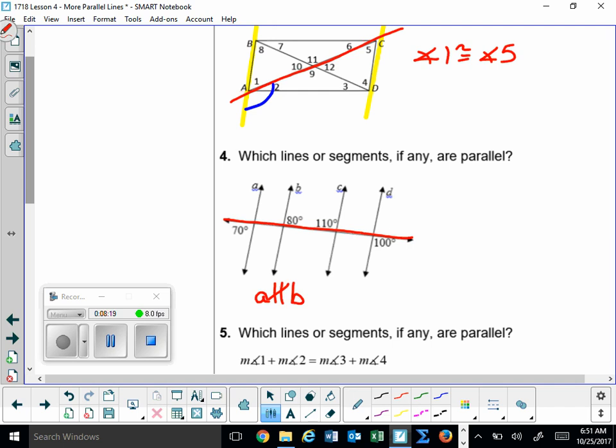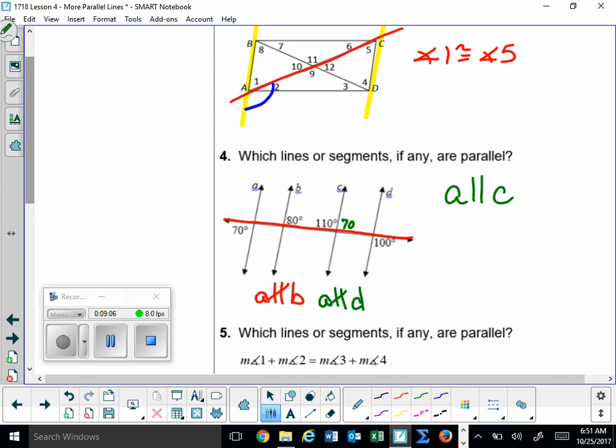Now let's check A and C. A and C, let's see, 70 and 110 don't directly have an angle pair relationship, but my alternate exterior would be right here on C, and 70 plus 110 would have to form a linear pair and equal 180. Yeah, A is parallel to C in this particular diagram. Let's check A and D. A and D, the 70 and 100 would be same side exterior, which have to be supplementary. 70 plus 100, nope. A is not parallel to D.